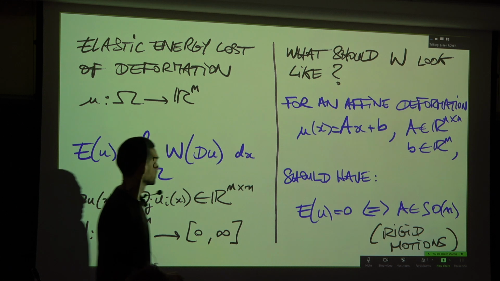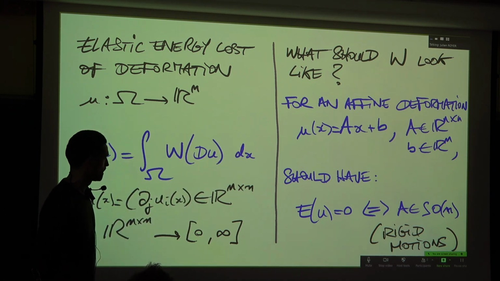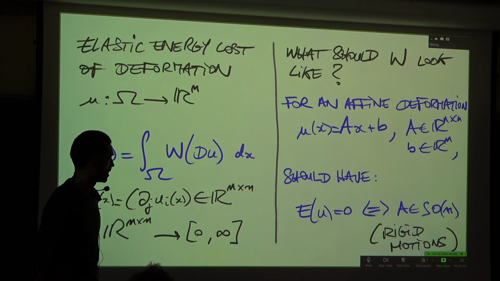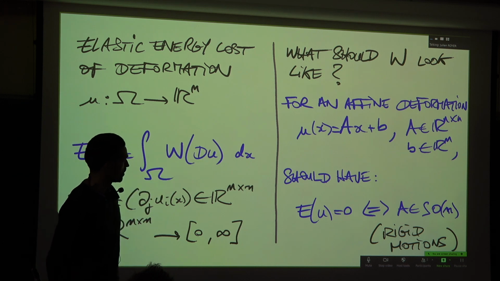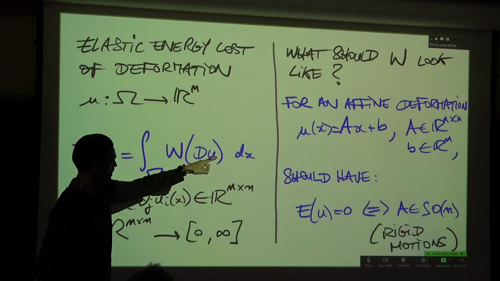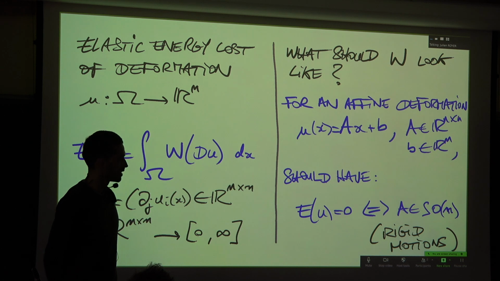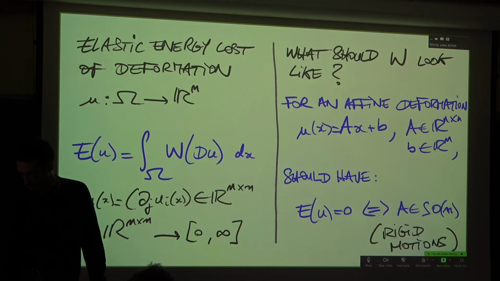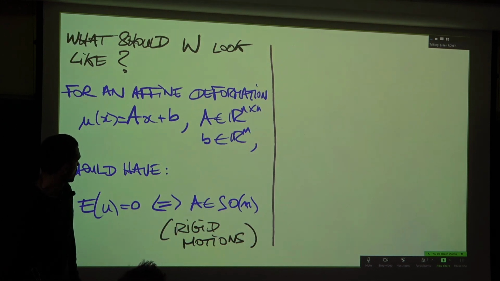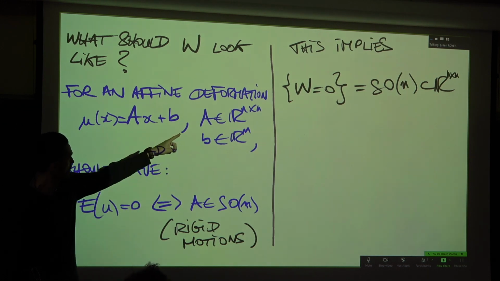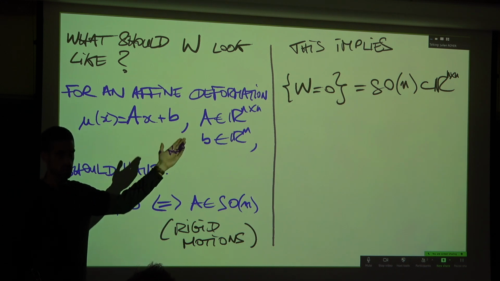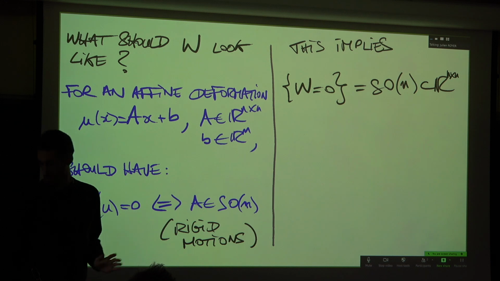So really what you expect is that when you take an affine deformation, then the configurations that have 0 energy, where you don't have an elastic cost, should correspond to affine deformations where the affine part is a rotation. And those are called rigid motions in classical mechanics. Okay, so this is very basic. And just by looking at this, you understand that your function W, which was a non-negative function, you know exactly where it vanishes, right? On matrices that are rotations.